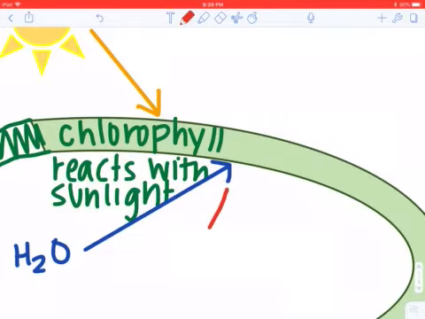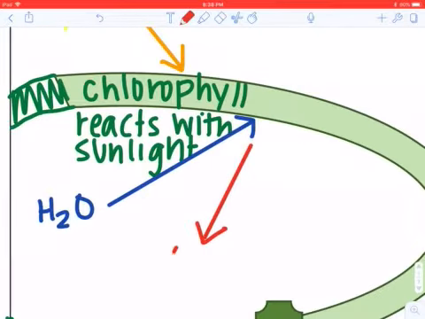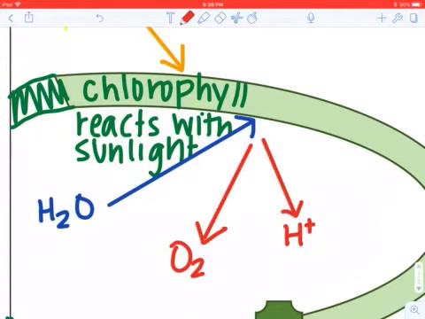Some of it turns into oxygen. And oxygen is actually a waste product for a plant. Some of it, if we're left, we have these hydrogen ions, or H pluses, because oxygen and hydrogen would make H2O. And then there's a high energy little electron.